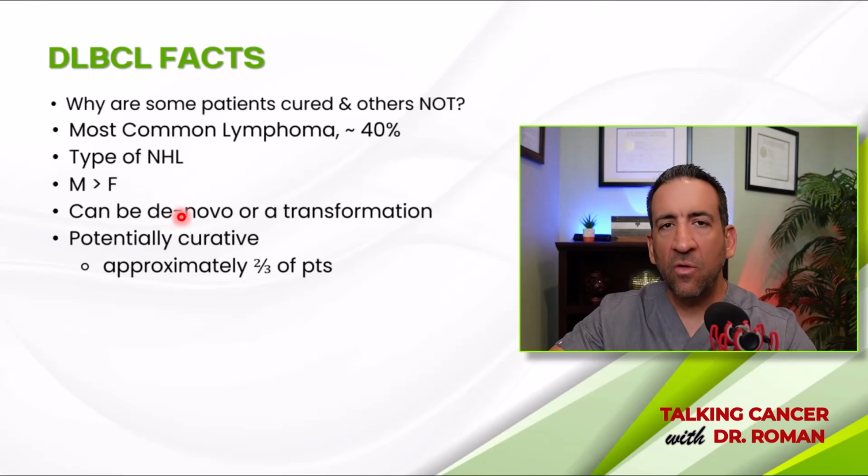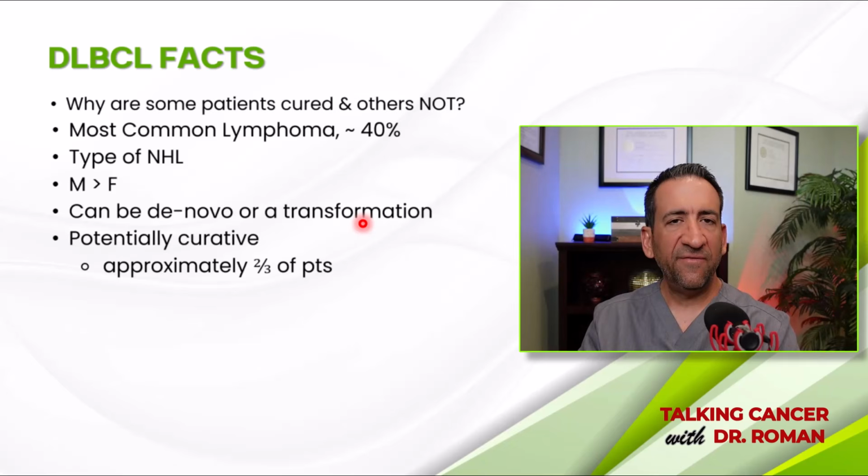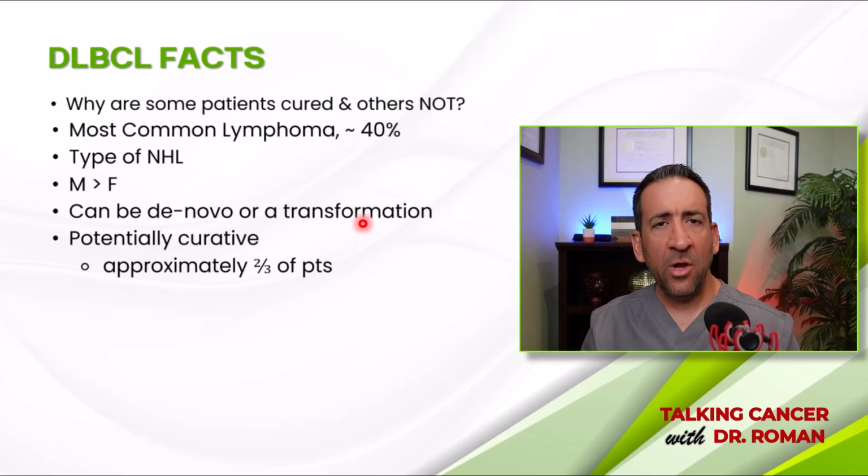You can have de novo diffuse large B-cell lymphoma or diffuse large B-cell lymphoma from a transformation. Now, let me explain what I mean. Sometimes diffuse large B-cell lymphoma can start off as a diffuse large B-cell lymphoma. You did not have a pre-existing lymphoma. It started new. Okay, that's de novo.